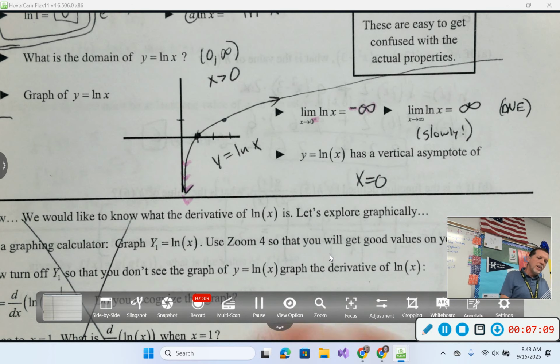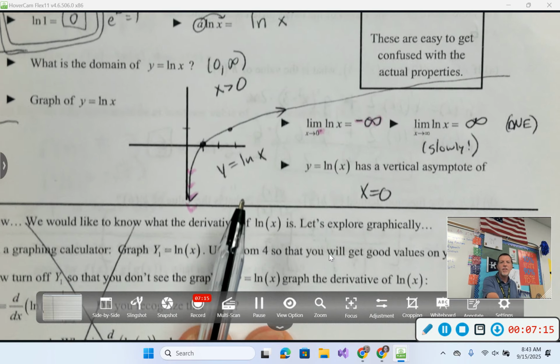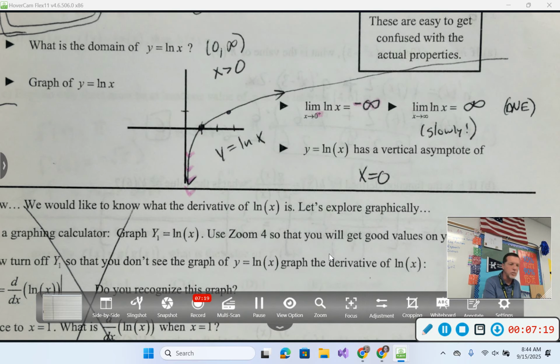Okay, so none of that was calculus. So that was all pre-cal algebra stuff that you hadn't seen in a long time. But remembering that will help us when we start doing derivatives.